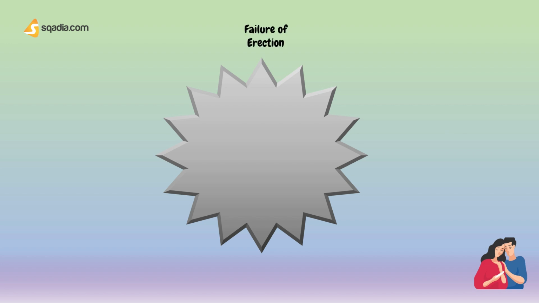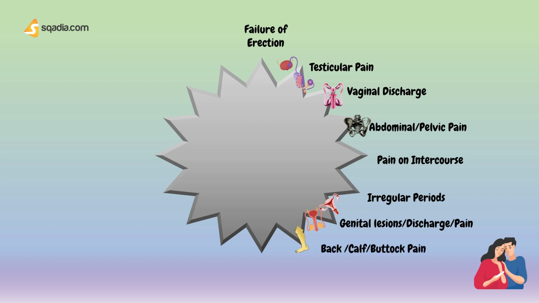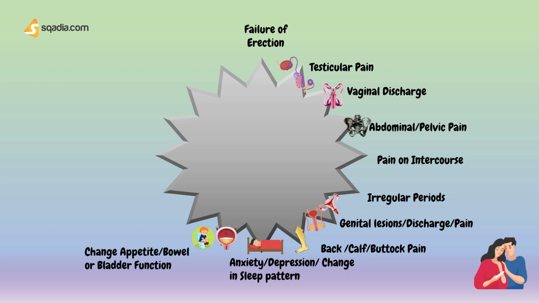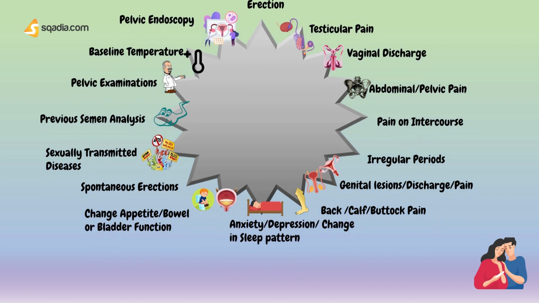So question number 1, firstly, you need to ask the patient about failure of erection, testicular pain or swelling, vaginal discharge, abdominal or pelvic pain, pain on intercourse, irregular periods, genital lesions, genital discharge, genital pain, back pain, calf or buttock pain caused by exercise, anxiety, depression, change in sleeping pattern, appetite, change in bowel or bladder function, spontaneous erections, sexually transmitted diseases, results of previous semen analysis, pelvic examinations, and baseline temperatures or pelvic endoscopy.